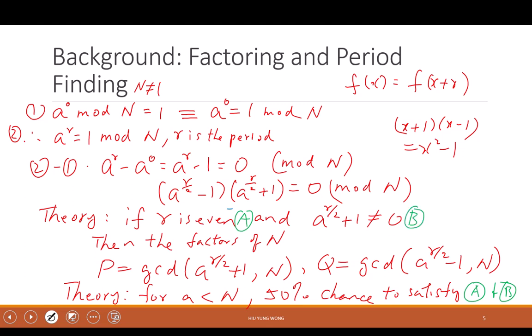So you randomly pick A. You don't know which A will work, you just randomly pick it, and half of what you pick will satisfy both A and B, meaning that R, the period, is going to be even, and A to the power R divided by 2 plus 1 is not equal to 0. So this is just a theory.